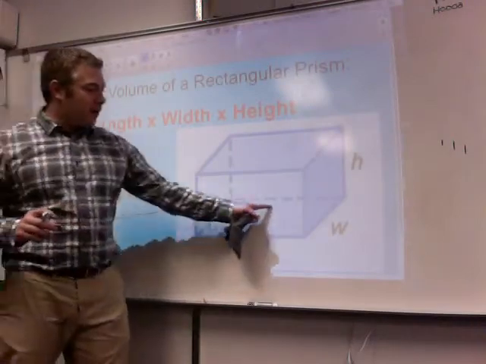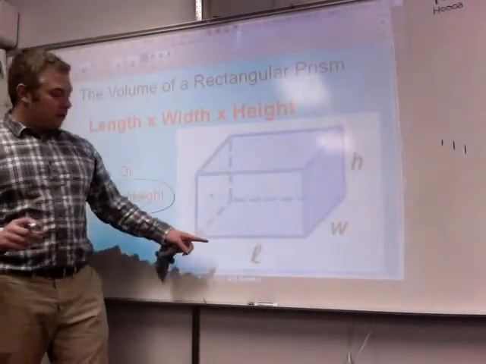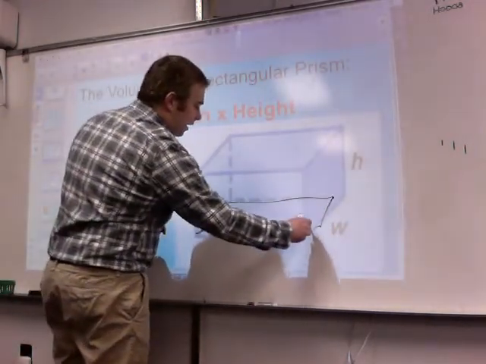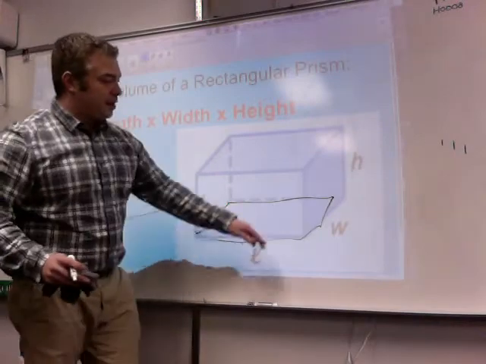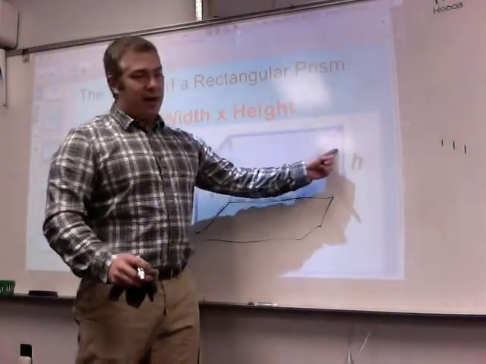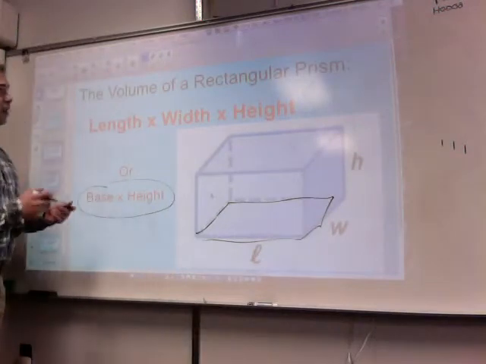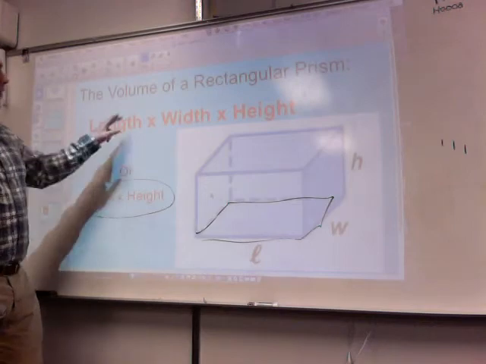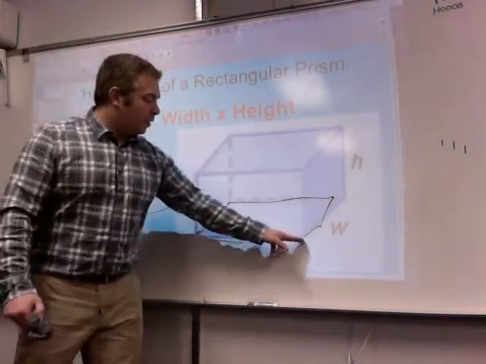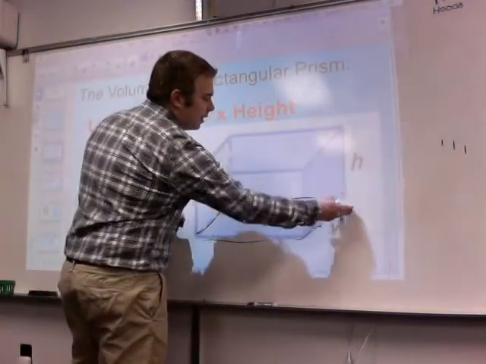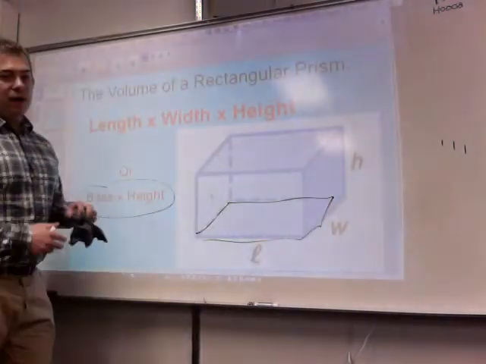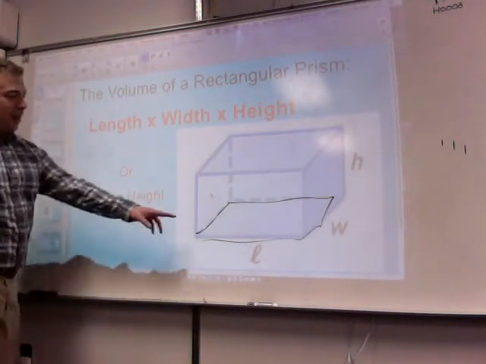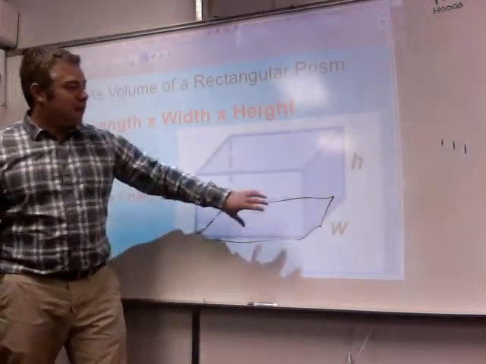It's the area of the base, which is length times width, gives you the area of the base down here. So you find the area of the base, which is two dimensions, length times width, and then you multiply it by the height, and that'll give you the volume of a rectangular prism. So it's probably easier to recognize length times width times height, length going the long ways, width going in depth, and height going up and down. But you can think of it as base times height because it's the area of the base times the height.